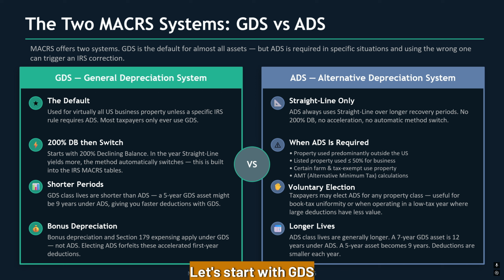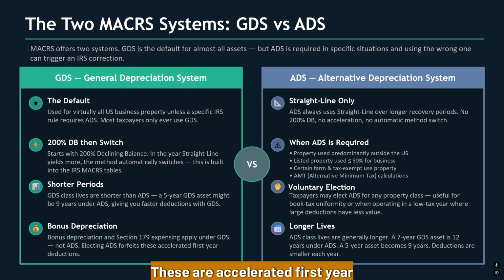Let's start with GDS. GDS is the default. It uses accelerated methods, specifically 200% declining balance, to front load your depreciation deduction. Now, here is something that surprises many people. You do not need to manually calculate when to switch from declining balance to straight line. The IRS MACRS percentage table already incorporates that switch for you. In the year where straight line gives you a bigger deduction than declining balance would, the IRS table automatically flips to that higher number.